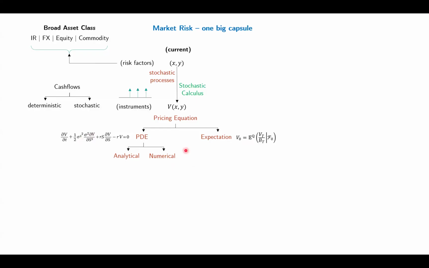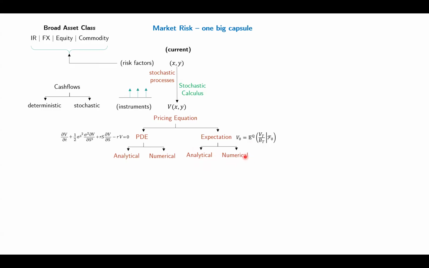From the expectation also, you can derive an analytical solution. After all, an expectation is an integral. So if you can solve it analytically, you have a closed-form analytical solution. For Black-Scholes, it is possible to do that. You start from here or you start from here. It is possible to derive the price of European options analytically.